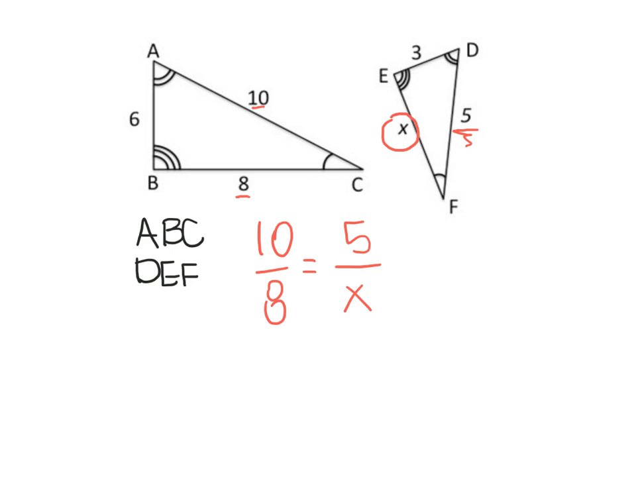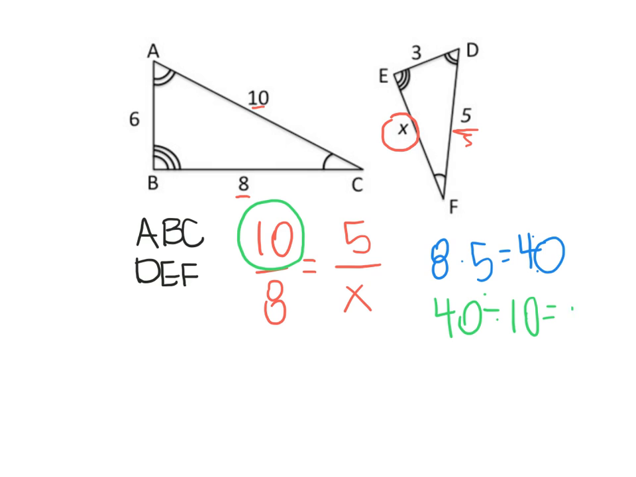The first thing I'll do is multiply 8 times 5. 8 times 5 is 40. Next, I will be ready to divide. 40 will need to be divided by 10 to find my answer. 40 divided by 10 is 4, which means my answer should be x is equal to 4.